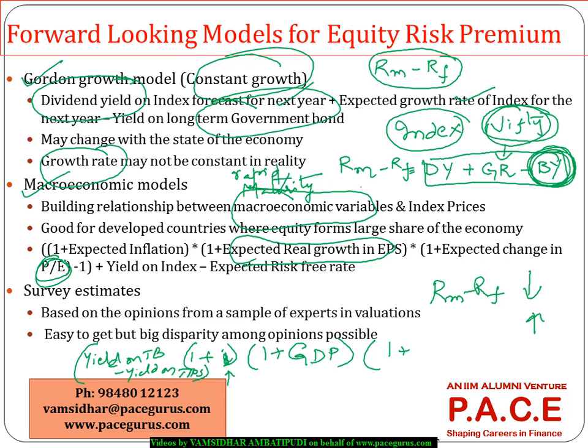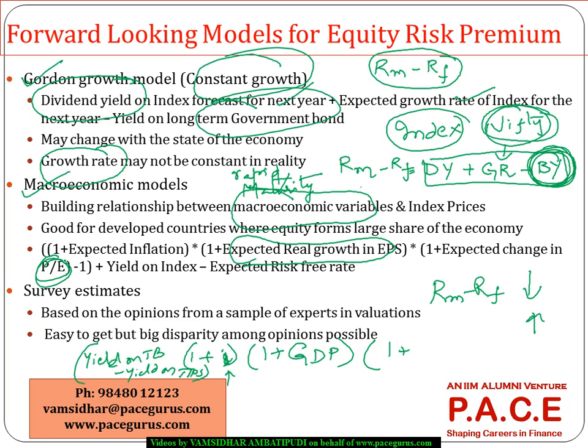Depending on whether the market itself is overvalued or undervalued, we take the expected change in the P by E ratio. If the market itself is overvalued, then I expect that the P by E will come down in the future, so the expected change would be negative. When the market is in an undervalued position, I expect that it will go up in the future, so there could be a positive P by E change.